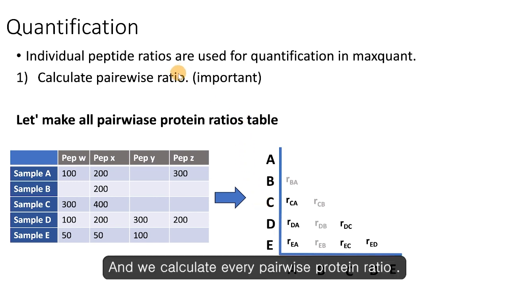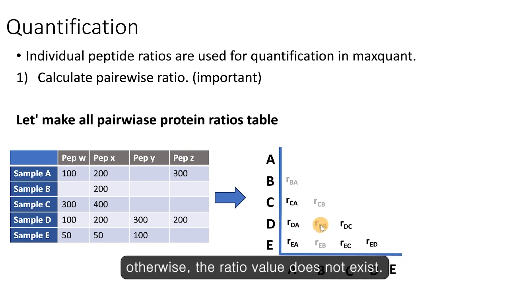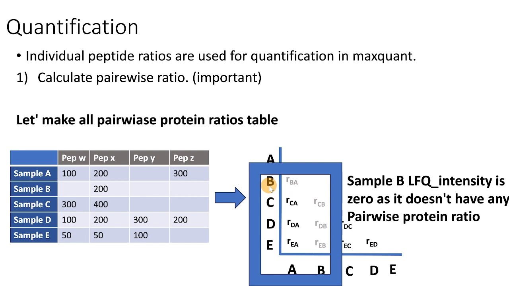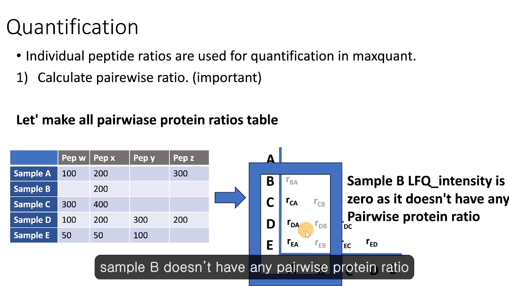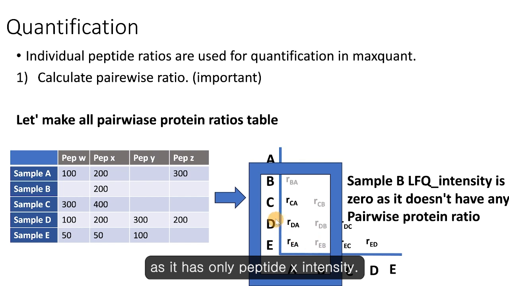And we calculate every pairwise protein ratio. In the table, bolded letters indicate that a ratio value exists. Otherwise, the ratio value does not exist. Let's look at sample B. Sample B doesn't have any pairwise protein ratio, as it has only peptide X intensity. So LFQ intensity of sample B is 0.